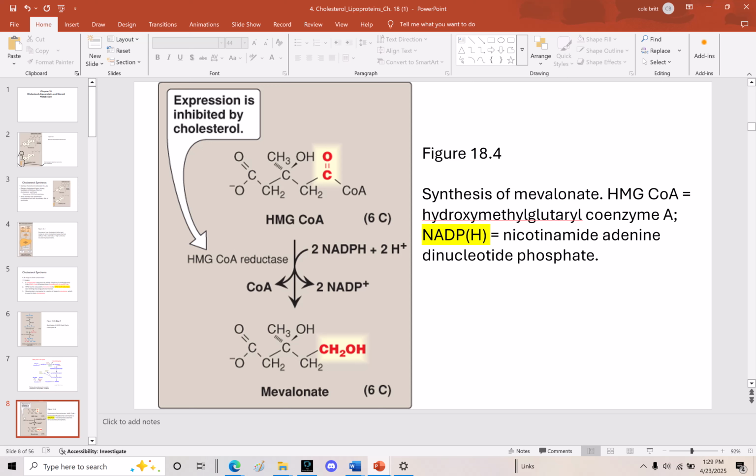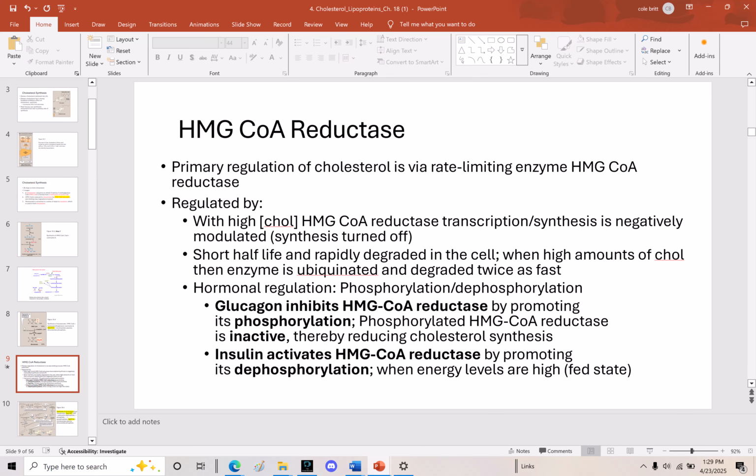Do I have that next step? Here we go. HMG-CoA reductase. This is how it's regulated. Primary regulation of cholesterol is via the rate-limiting enzyme, HMG-CoA reductase. It is actually inhibited by cholesterol itself. So cholesterol is going to be a feedback mechanism. It's a negative feedback.